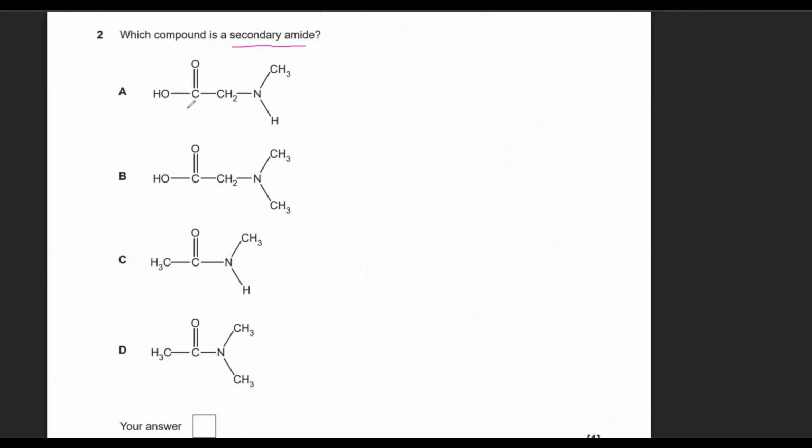First of all, we want to ask ourselves, do we remember what an amide is? And of course, an amide has a carbonyl group and it has an amine attached, and that's what gives it the amide. So you're looking for that functional group. And you can see with A, it's not even an amide, it's an amine. And you can see with B, B's the same.